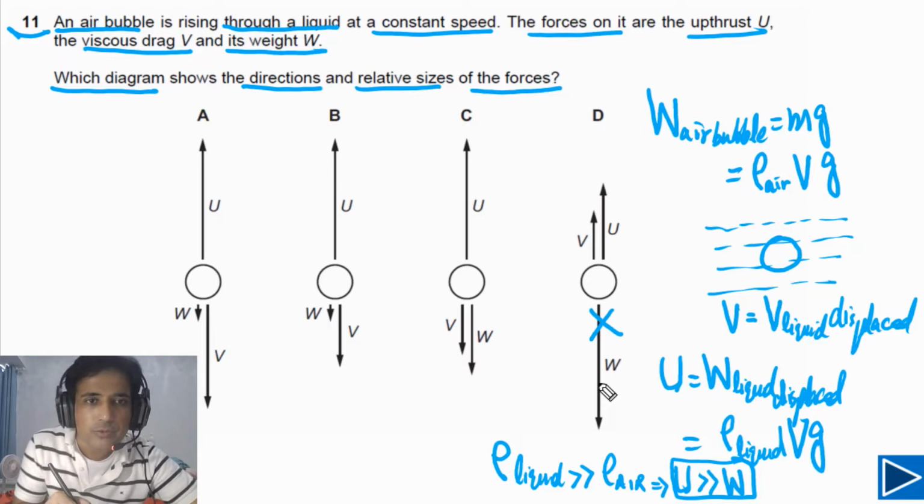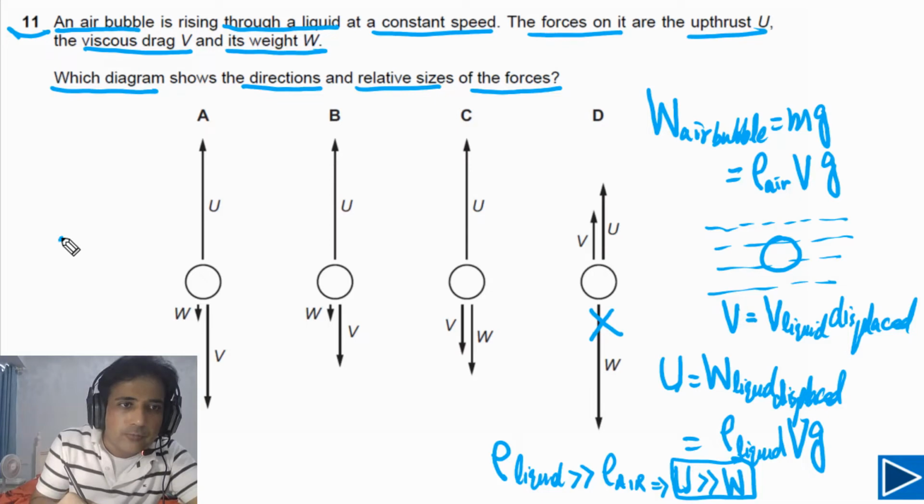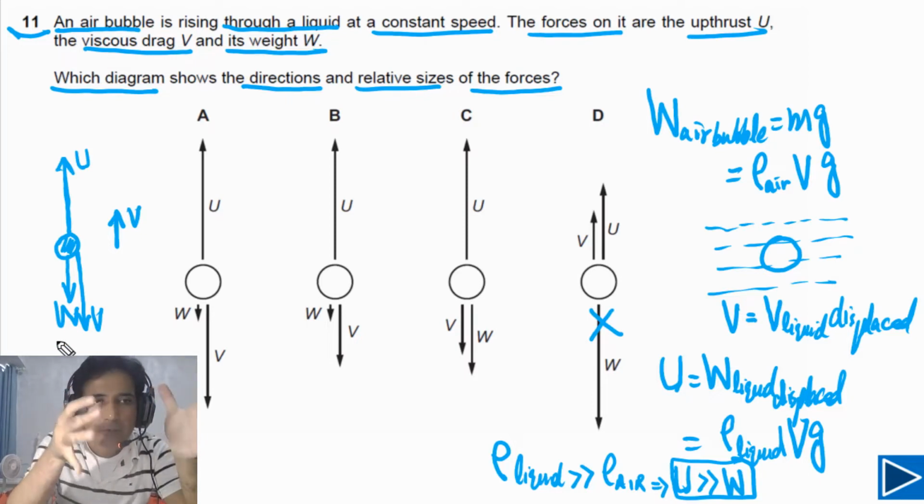Next we need to understand the direction of forces acting on the air bubble. It is given that the bubble is rising, so the bubble is moving up, meaning the velocity of the bubble is up. Weight is always acting down, and the direction of upthrust is always up. Now as the bubble is rising, the drag force has to act downward. So these are the directions of the forces.